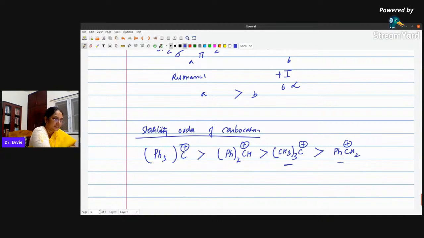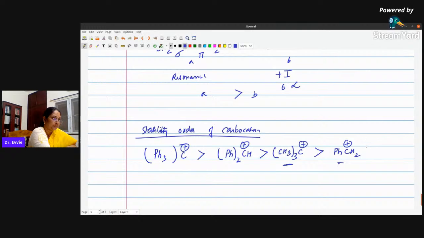So this is your tertiary carbocation. Here it will be more stable, when there are 3 carbons. Earlier I told you 2 carbons, but that was secondary. But here it is tertiary. This one is more stable than this. So whatever you have to remember, I told you.